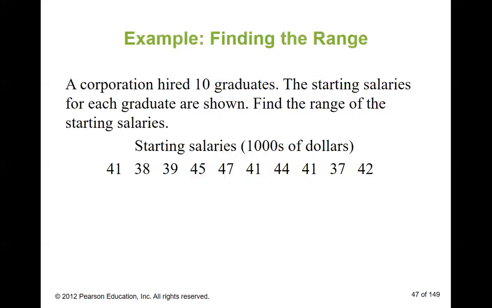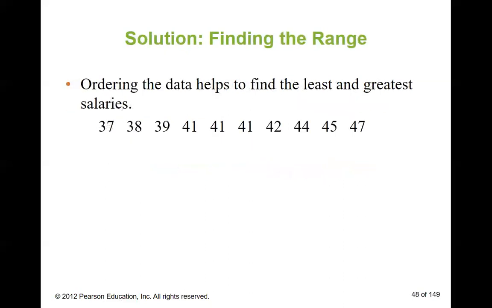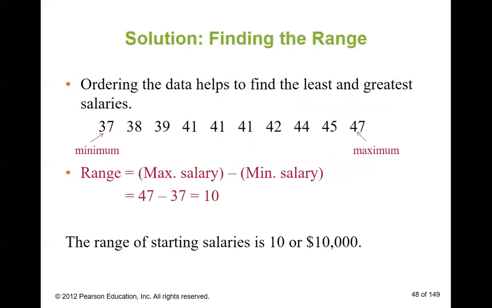Now, find the range for me. So what would we need to pick out of the list? The smallest and the largest. Exactly. Y'all agree with him, right? Smallest number and the largest. What's the smallest? Looks like 37. I would hate to be the one that got hired at that salary if everybody else got more. Which one got the most? What number? 47. Looks like 47. So what would you say is the range of the starting salaries? $10,000. Very good. So we take 47 minus 37, and the range is $10,000.